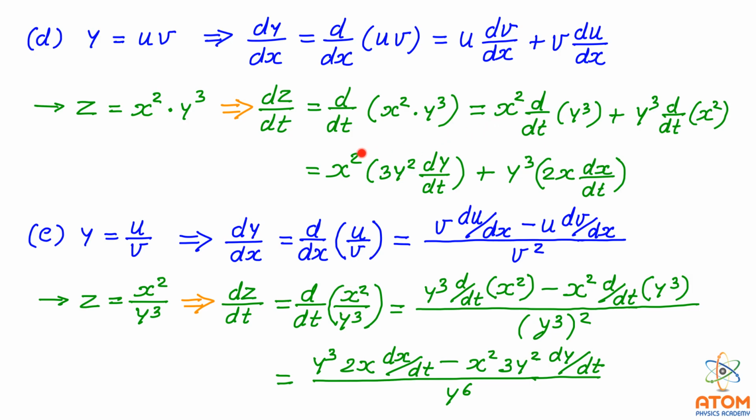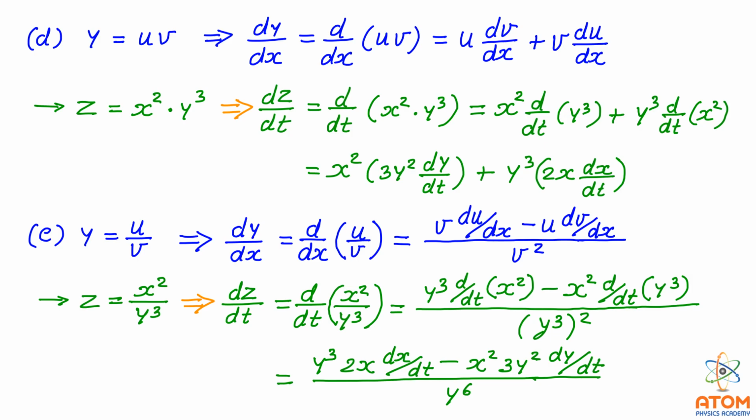So first x square will remain as it is. Now differentiation of y cube with respect to t will be equal to 3y square dy by dt. Then plus y cube as it is. Differentiation of x square with respect to t is 2x dx by dt. So this is the differentiation of x square into y cube with respect to t.